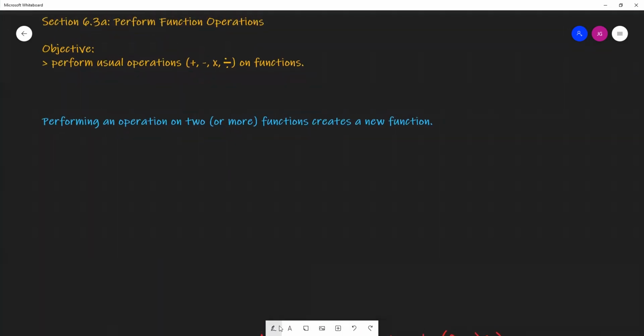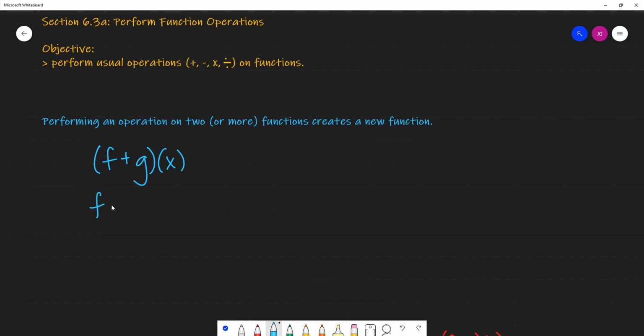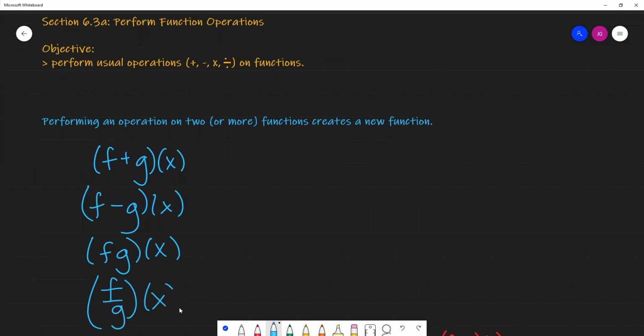Doing that creates a new function. And these are the functions that get created. So we have the 4 operations. We have the addition function, the subtraction function, the multiplication function, and the division function. And it's pretty self-explanatory. Whenever you see this, it means to take f of x and add it to g of x. This is just the name of it. These are the names of the functions, and these are the actual operations. This is what you do to get those functions.